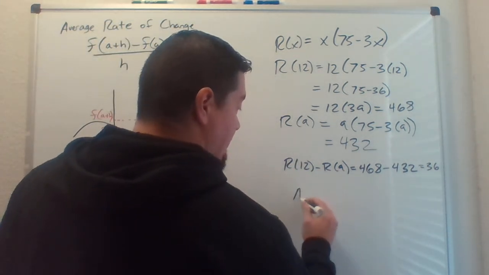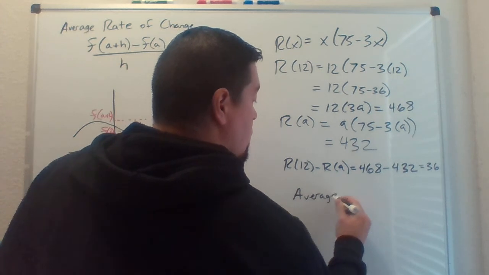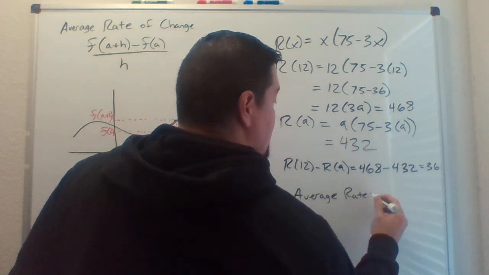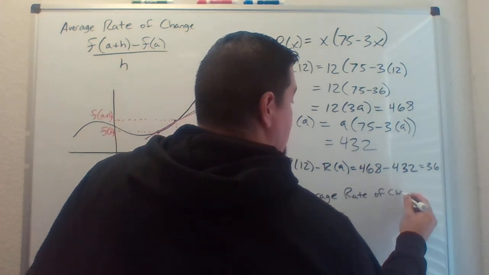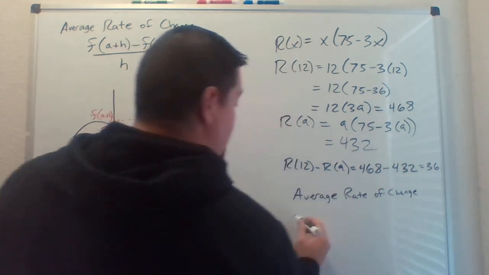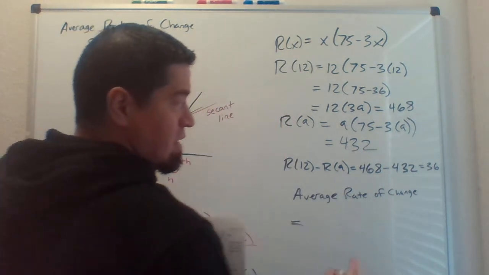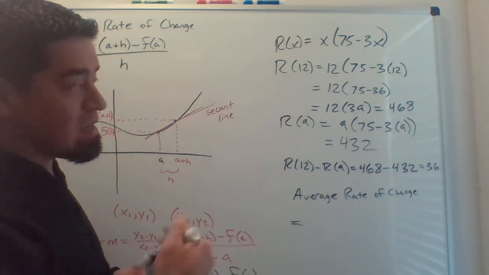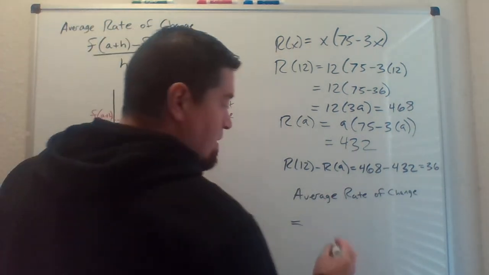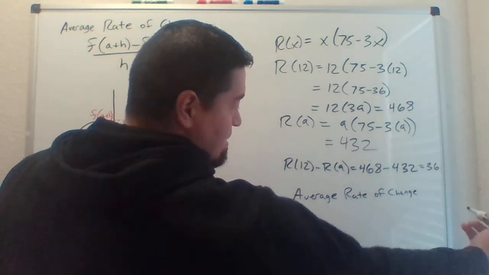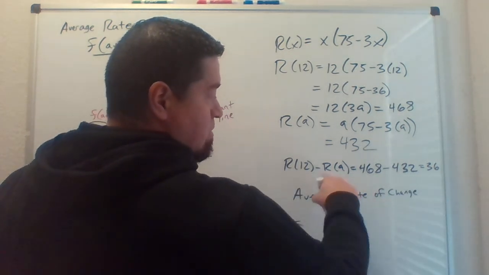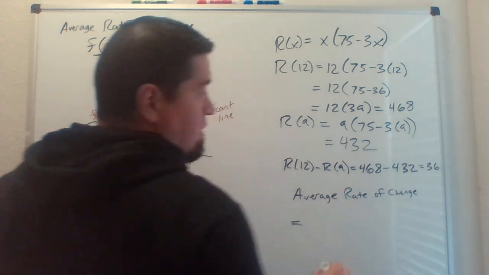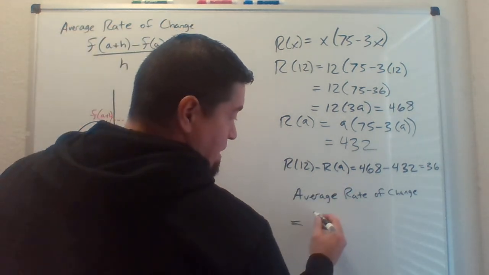Okay, so from 9 to 12, that's 3, right? So if I want the average rate of change, what I really want is how much did it change by, over how many increase in units. So that's really going to be 36 over 3, right? Because it increased by 3 units from 9 to 12. So that's it. But let me show it in a longer way to make a point.